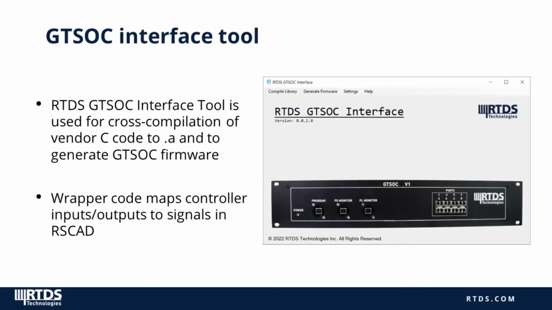When it comes to the vendor side of cross-compiling their existing code into the .A and furthermore into a GTSOC firmware, we've created this GTSOC interface tool. You can see the GUI here on this slide. This program accepts the vendor's C code, cross-compiles it to the .A, and generates a firmware to run on the customer's GTSOC. A wrapper is also created, and that wrapper code is what maps the controller inputs and outputs to signals in the RSCAD software. Sumek will talk more about the firmware generation process and the wrapper in his demonstration shortly.